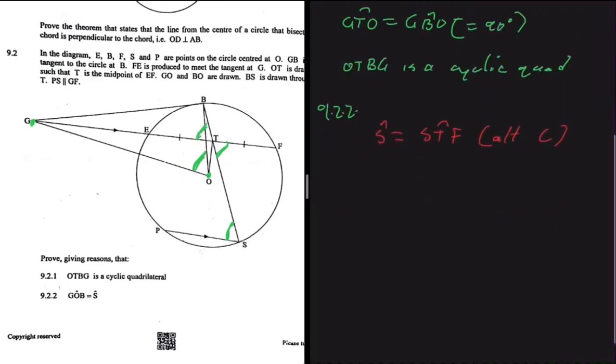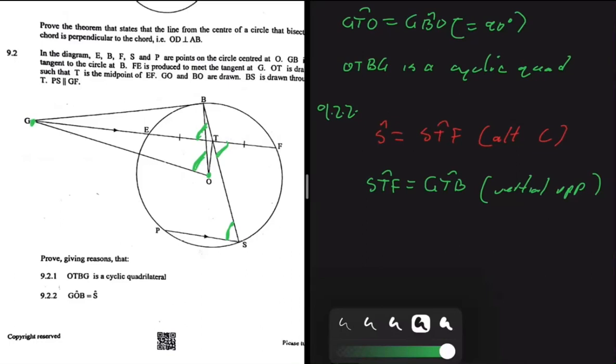GTB. So we say that angle STF is equals to GTB because those are vertical opposite angles, right? Yeah, whatsoever the reason is. Yeah, we know that STF should be equals to GTB, right? But I kid you not, GTB should be equals to GOB, right?